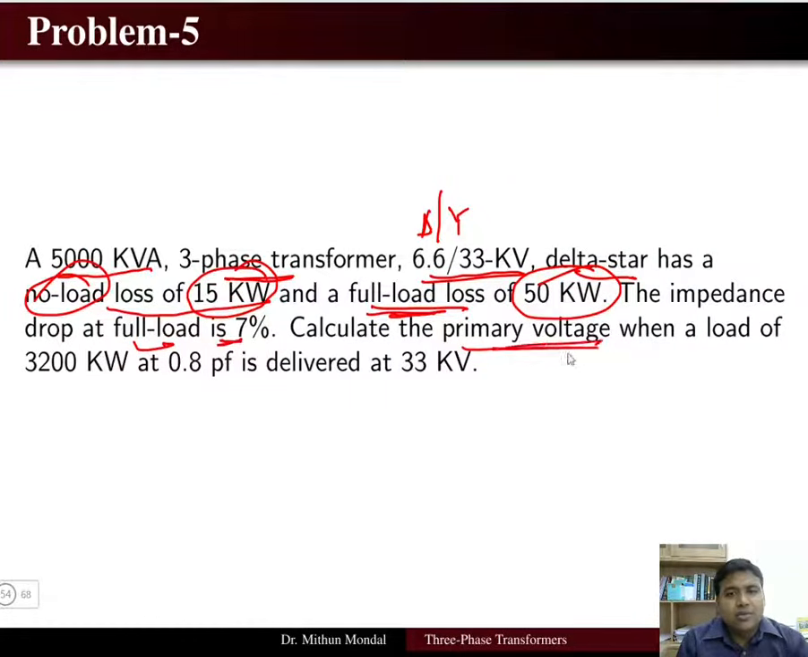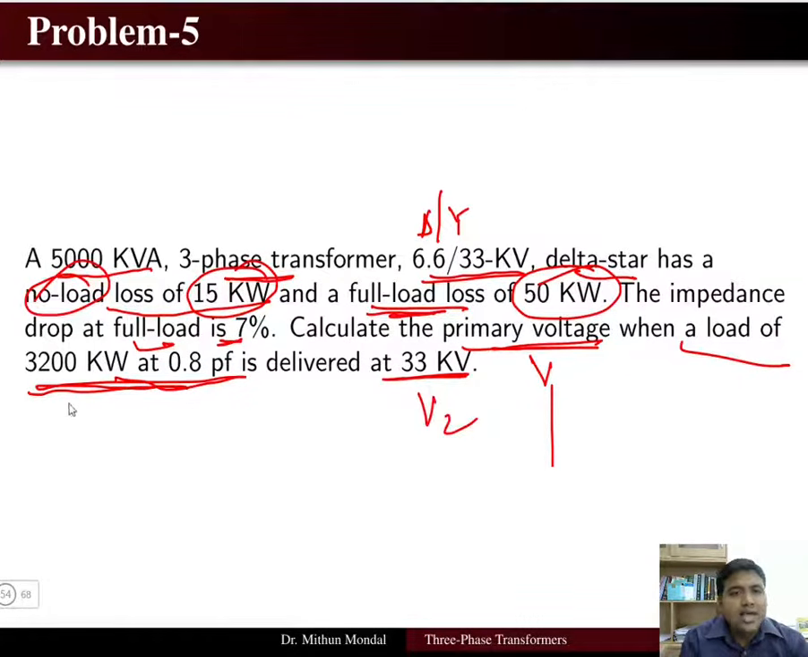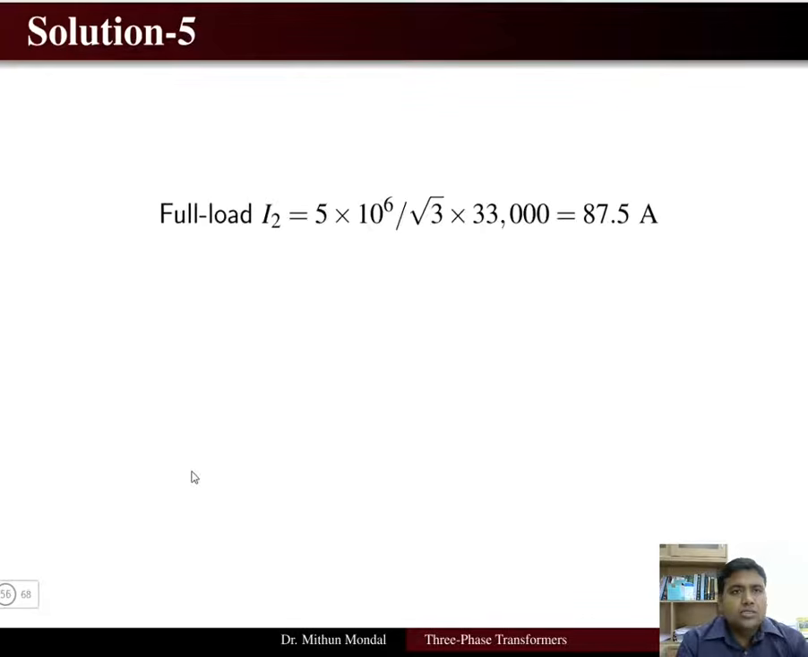Calculate the primary voltage, so you have to calculate V1 when a load of 100 kilowatt at 0.8 power factor is delivered at 33 kV. So this is equal to V2, and this is the power of the load and the cos phi condition. So first we will calculate the current which is flowing on the secondary of the transformer.